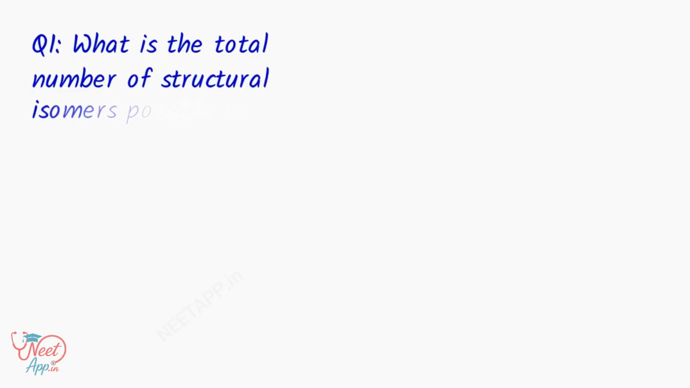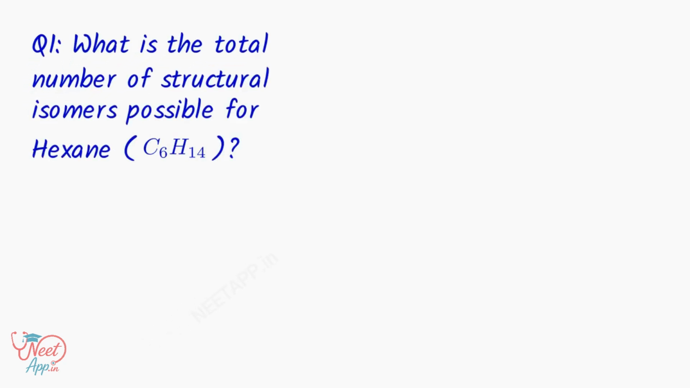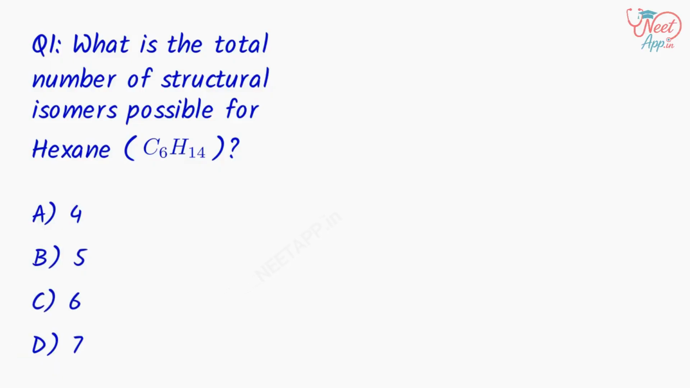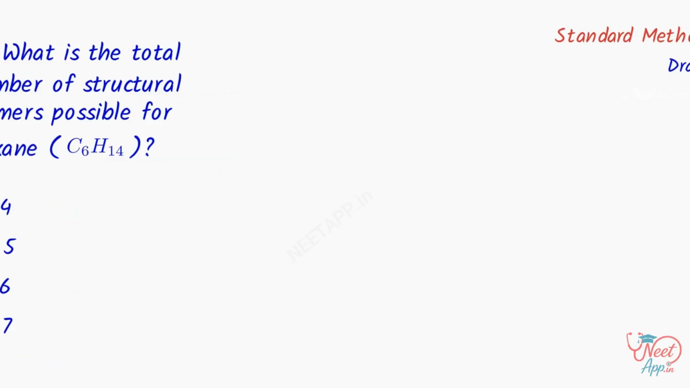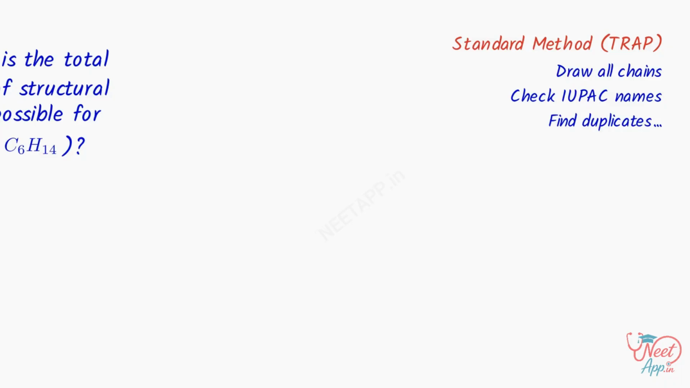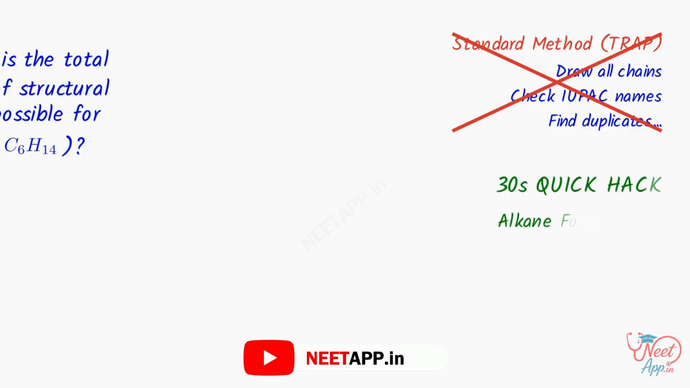Let's solve this complex question in 30 seconds. What is the total number of structural isomers possible for hexane, C6H14? The standard textbook method is a massive time trap. You are taught to manually draw the straight chain, then draw branch chains, moving methyl groups around and constantly rechecking IUPAC names to avoid duplicates. It is very easy to miss one or count the same structure twice.